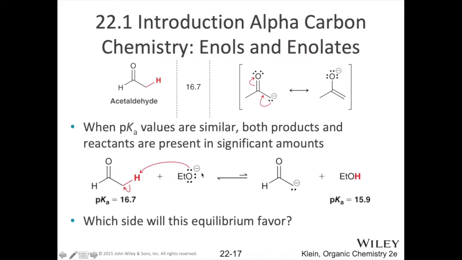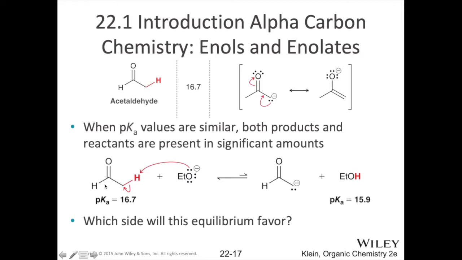So let's say we use sodium ethoxide. If ethoxide plucks off the proton on our acetaldehyde, it'll make ethanol, the corresponding alcohol. So let's compare pKa values for our acetaldehyde, which we established as 16.7, and for our ethanol. Alcohols in general have a pKa value somewhere around 15, 16, somewhere in that ballpark, and in the case of ethanol, it's specifically 15.9. Ethanol here, of course, is a better acid than acetaldehyde. So you can see that this equilibrium is shifted to the left. It does favor our reactant.